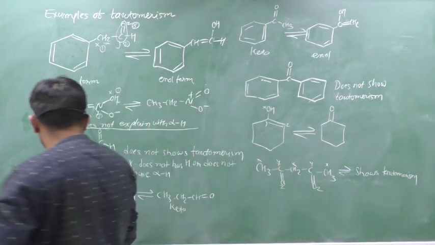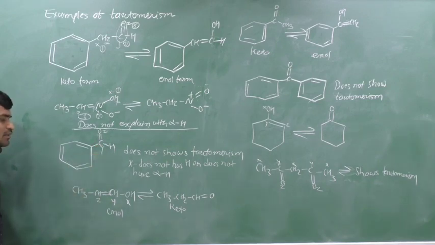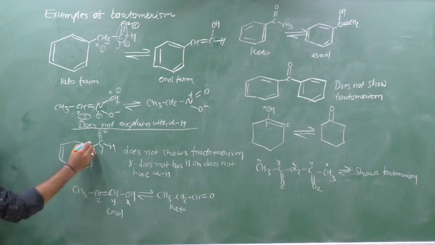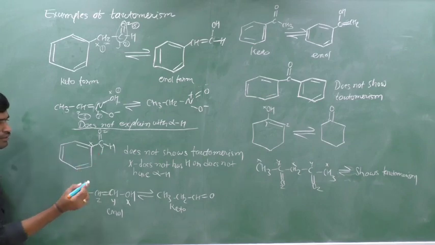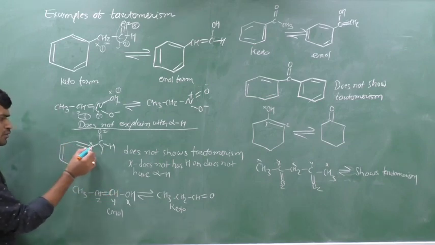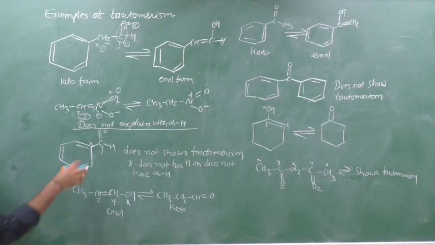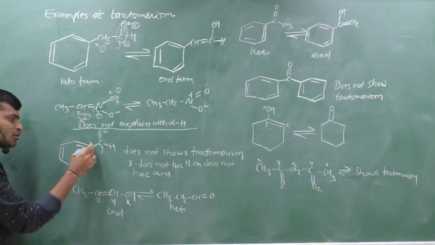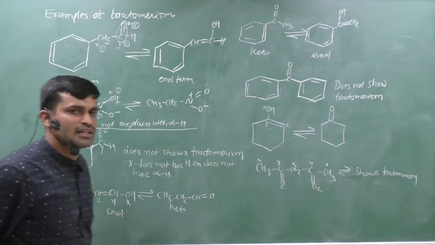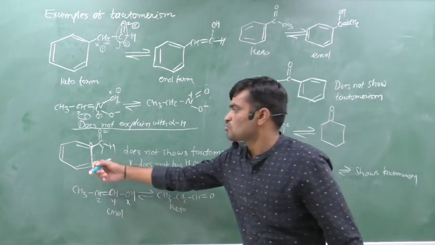Next example: suppose we have a compound like this, and we give Z, Y. We cannot give X as hydrogen because X should not be hydrogen, so we give X here. Now we check the possibility. This carbon already satisfies 4 valencies: 1, 2, 3, 4. Therefore X, this carbon, does not contain a hydrogen atom. So this compound does not show tautomerism.